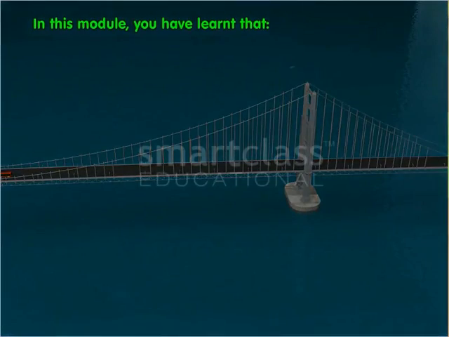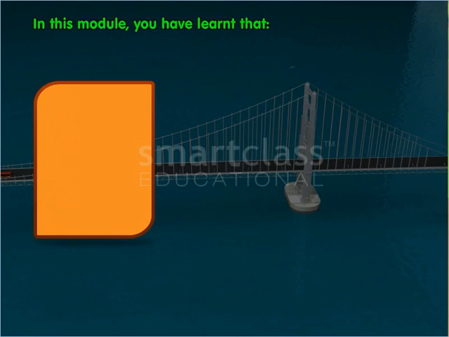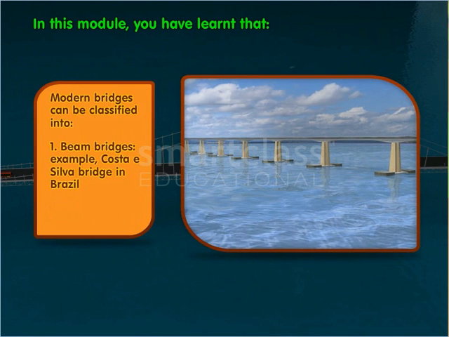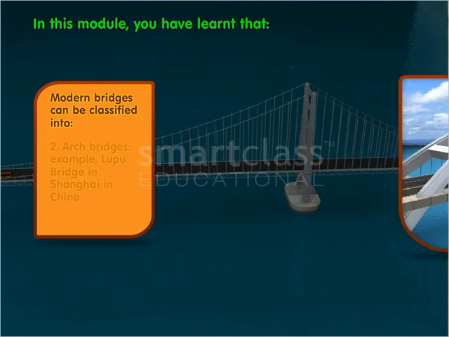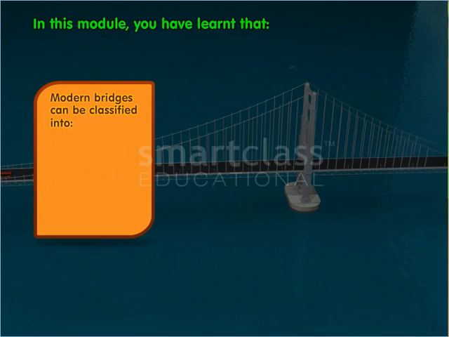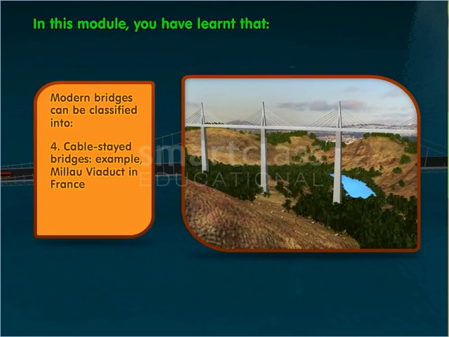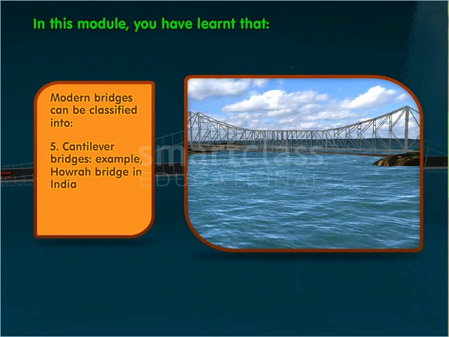In this module you've learned that bridges are structures built over a physical obstacle, especially a water body. They are designed to carry vehicular, railway and pedestrian traffic. Modern bridges can be classified into beam bridges, example Costa e Silva Bridge in Brazil; arch bridges, example Lupu Bridge in Shanghai, China; suspension bridges, example Akashi Kayo Bridge in Japan; cable-stayed bridges, example Millau Viaduct in France; cantilever bridges, example Howrah Bridge in India.